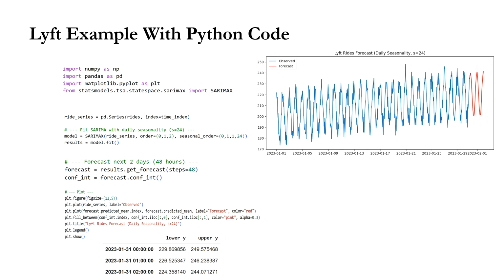So finally, here's the result. We see the data and then the out-of-sample forecast 48 steps ahead. The pink is the confidence intervals. Okay, so that was a little bit of implementation.